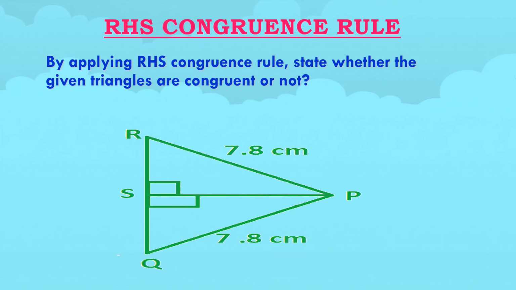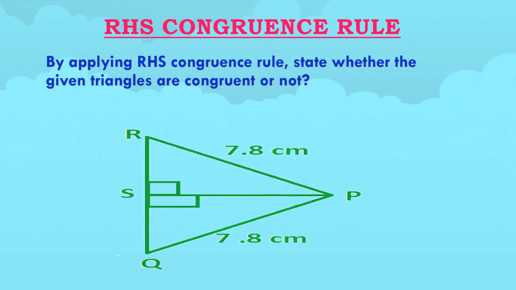Okay, now see, the figure is so different. But in this figure also there are two triangles. So you can write in triangle RPS and QPS. RPS and QPS, first right angle. So RSP should be equal to QSP, each 90 degrees.